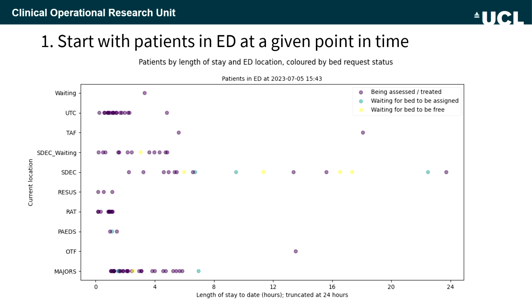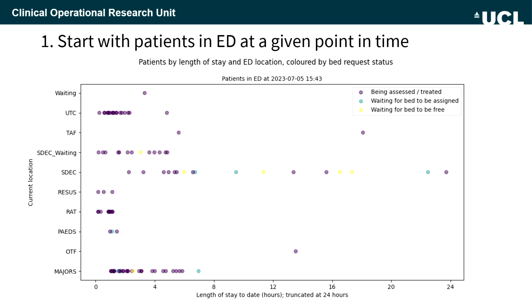And here I've got the detailed A&E locations down the left. I'm not going to go into the details of them, but you can see patients according to how long they've been in the hospital on the horizontal axis. And they're coloured according to whether they're being assessed and treated, whether they're already known to the bed planners and waiting for a bed to be assigned, or whether they're waiting for a bed to be free. So already you can see a bunch of purple dots that wouldn't be visible on the typical bed planner view.